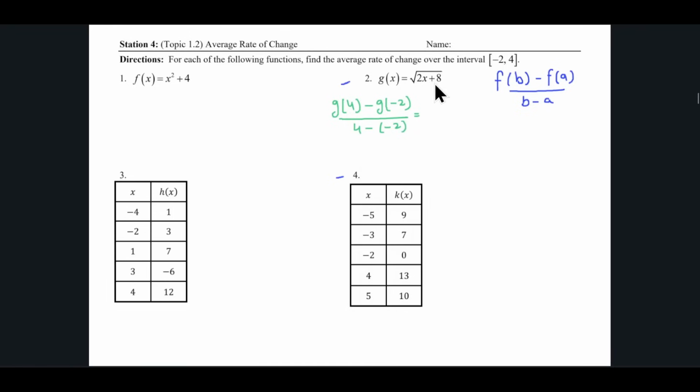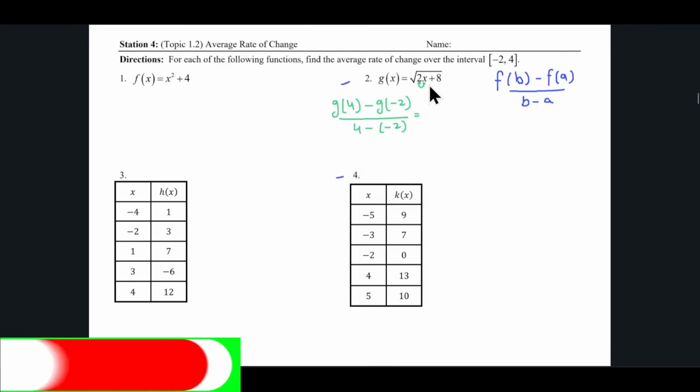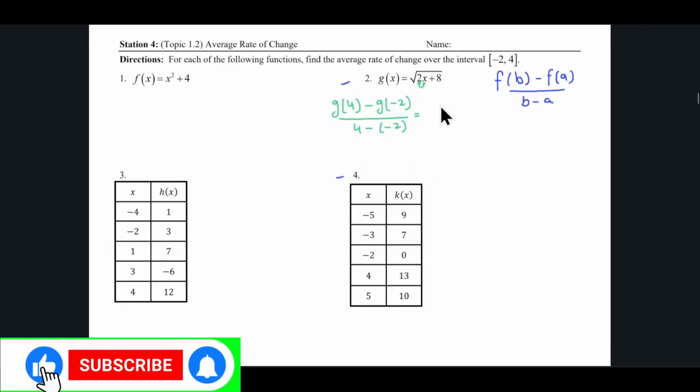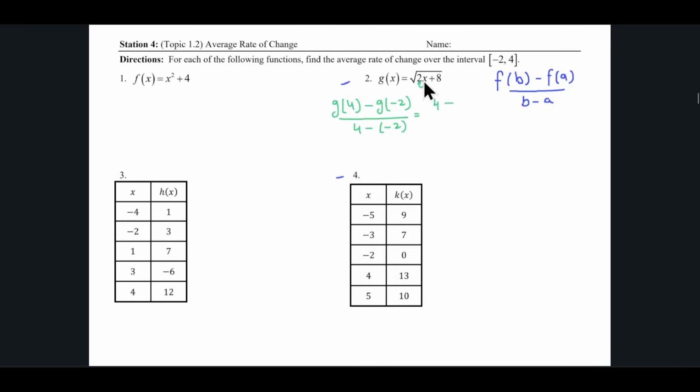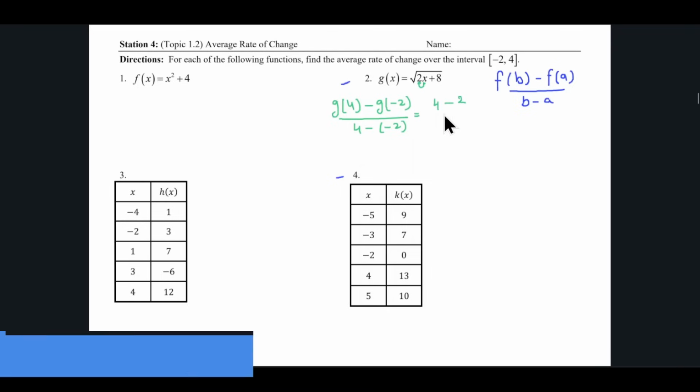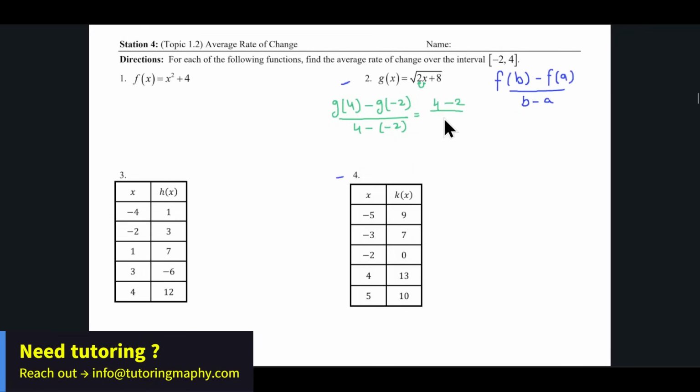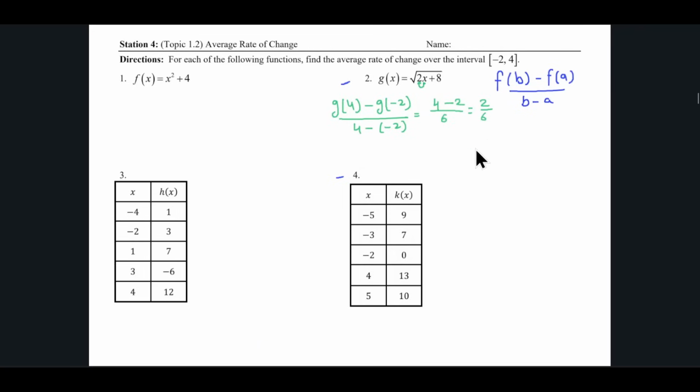What is g of 4? If I put 4 here, 4 times 2 is 8, 8 plus 8 is 16, and the square root of 16 is 4, so 4 over here. Minus, what is g of -2? 2 times -2 is -4. -4 plus 8 is 4. Square root of 4 is 2. So 4 minus 2 over 4 plus 2. 4 plus 2 is 6, and 4 minus 2 is 2. 2 over 6. The answer is 1 over 3. That will be the AROC between -2 and 4.